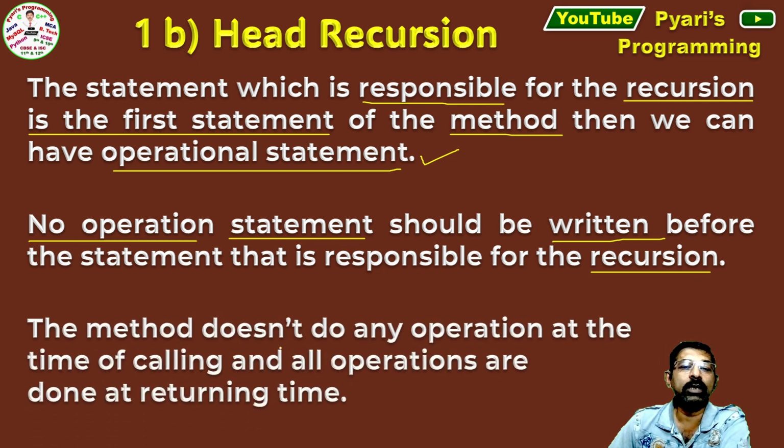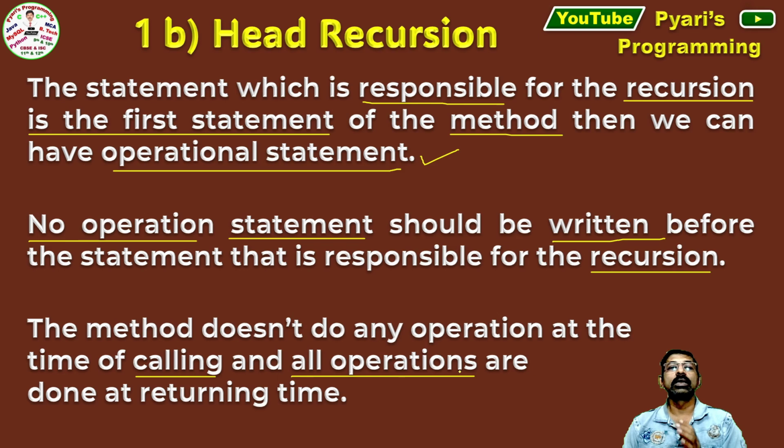Next it says that the method does not do any operation at the time of calling. That means when I am calling the method for recursion, during that period, don't do any specific operation that is required for the method. All the operational statements, look at this, have to be done at the time of returning. That means when all the recursive calls are completed, when the base case is false, after that it will start executing your operational statements.